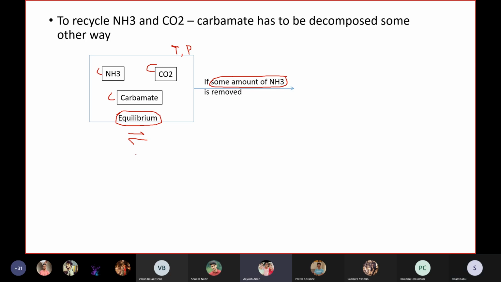The carbamate concentration will decrease and the concentration of ammonia will increase, and CO2 also. Very good. That is the perfect answer. So if I remove some amount of ammonia, the system again wants to come back to equilibrium. Since CO2 concentration remains the same, the carbamate has to decompose into ammonia and CO2 to increase the concentration of ammonia and reach the equilibrium state. So if I remove some amount of ammonia, carbamate decomposition will happen. Equilibrium gets disturbed and leads to the decomposition of carbamate.